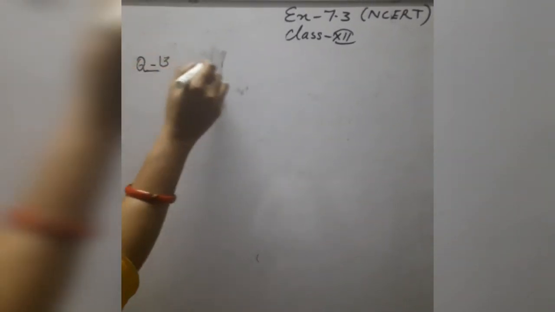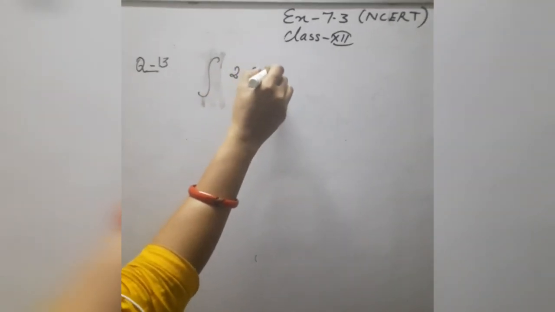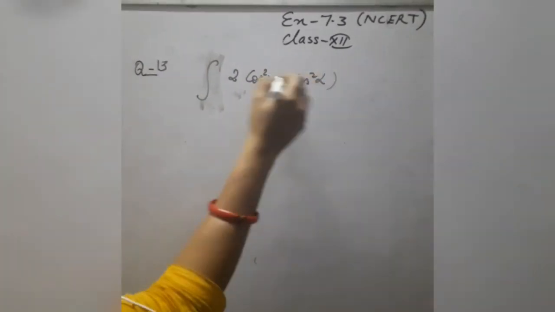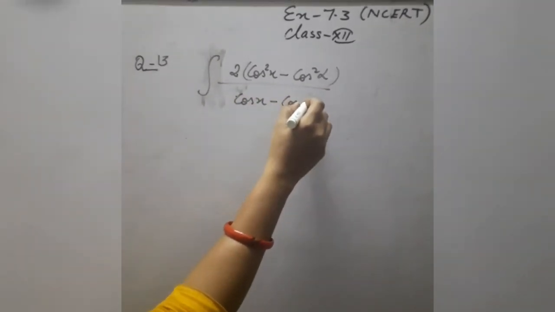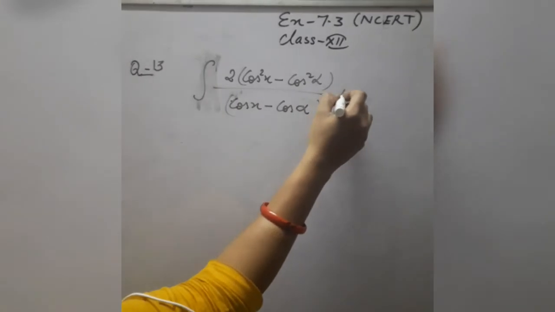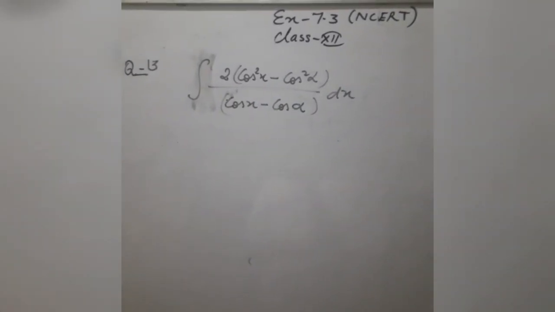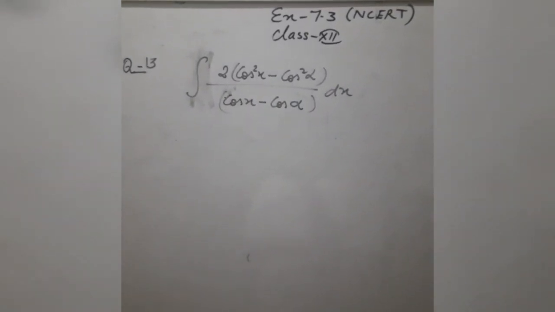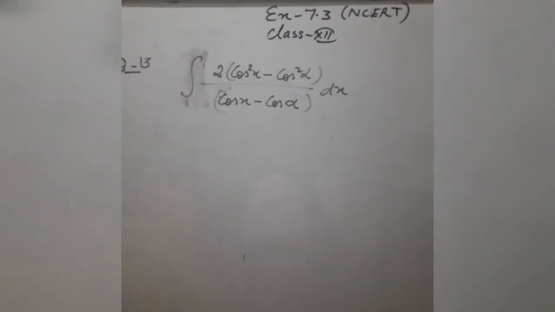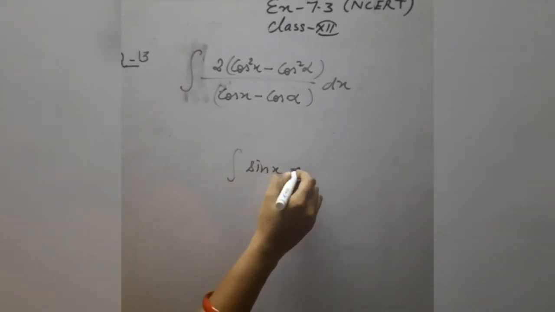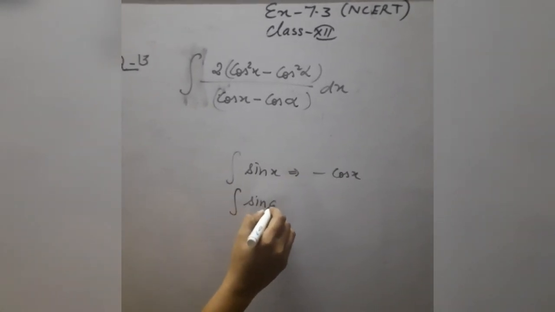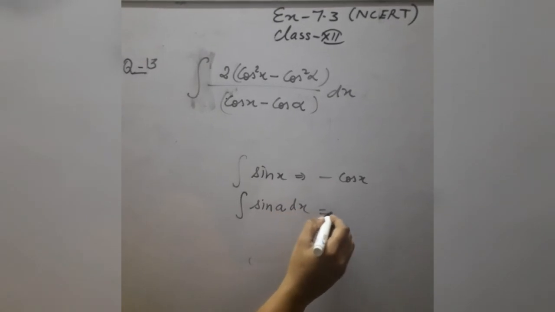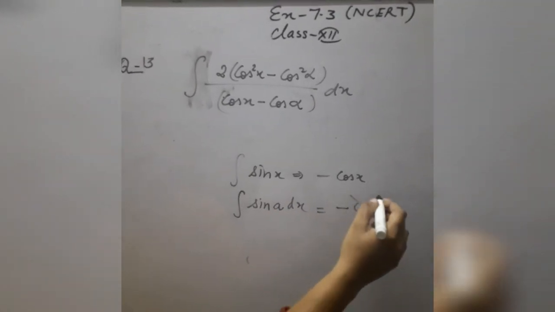In question number 13, the statement is: find the integration of (2 cos square x minus cos square alpha) divided by (cos x minus cos alpha). Now one common mistake which students make: all of you know that integration of sin x is minus cos x. But what is the integration of sin A with respect to x? This is not minus cos A, it becomes wrong.